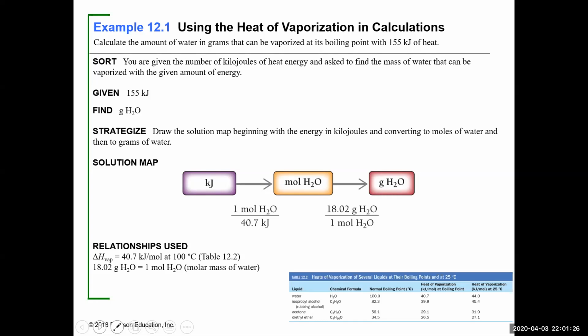From table 12.2, we can see that the heat of vaporization at water's boiling point, which is 100 degrees Celsius for water, is 40.7 kilojoules per mole. And from the periodic table, we can see that the molar mass of water is 18.02 grams of H2O for every 1 mole of H2O.